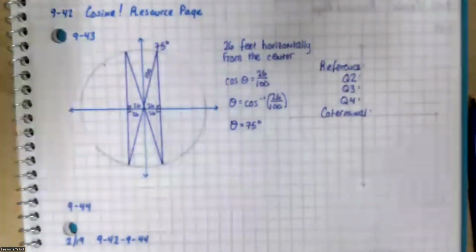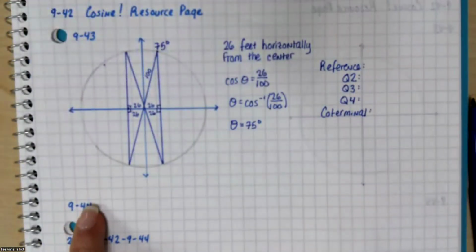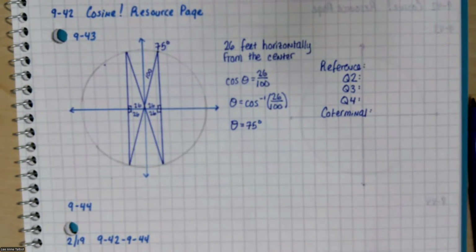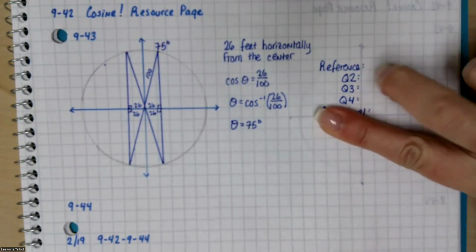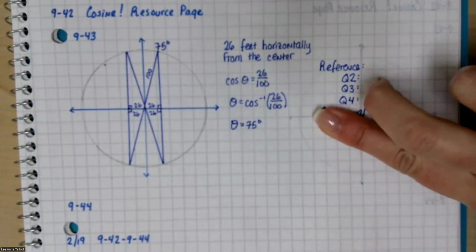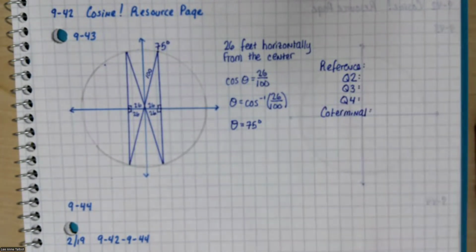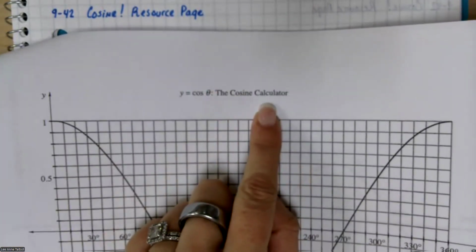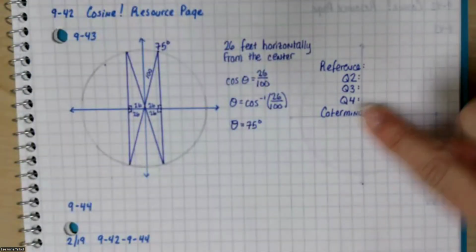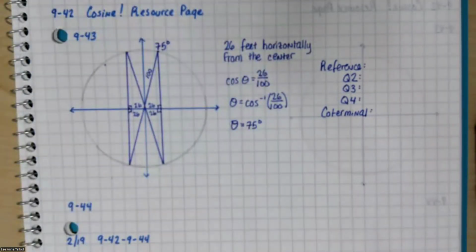Okay, now after you do this, what I'd like you to do for number 44, are you listening? After you find these, not the coterminal, just these four, I want you to prove that you're correct using the wave resource page for cosine. It's the next resource page after the one we just did. It's called the cosine calculator. I want you to find these and then prove your answer's correct using the cosine calculator.